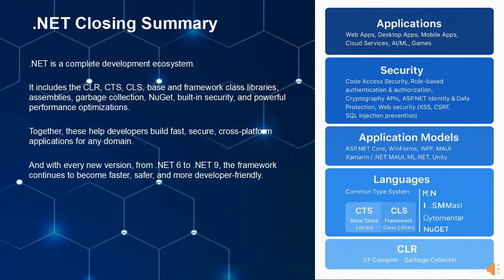.NET is a complete development ecosystem. It includes the CLR, CTS, CLS, base and framework class libraries, assemblies, garbage collection, NuGet, built-in security, and powerful performance optimizations. Together, these help developers build fast, secure, cross-platform applications for any domain. And with every new version, from .NET 6 to .NET 9, the framework continues to become faster, safer, and more developer-friendly.